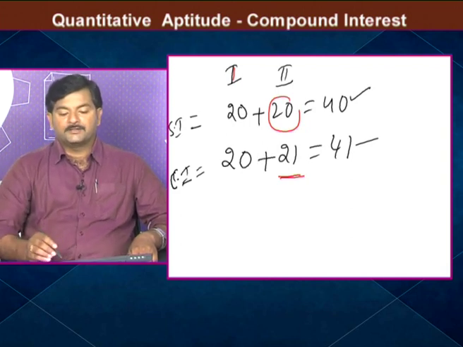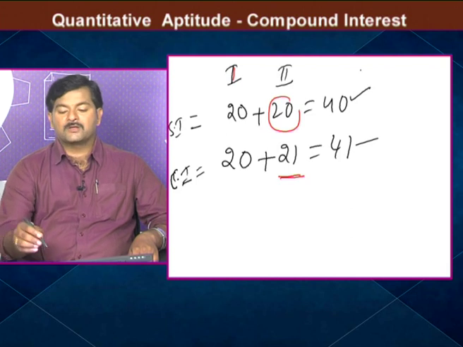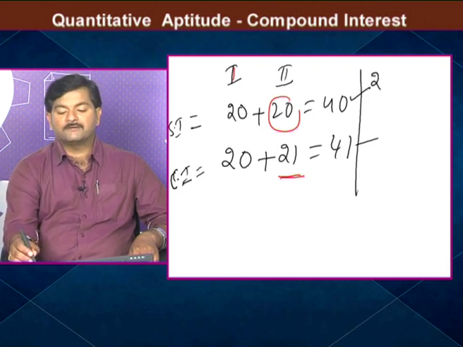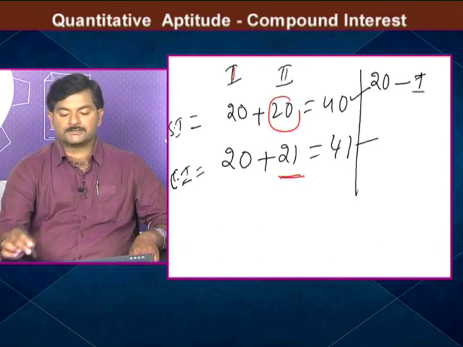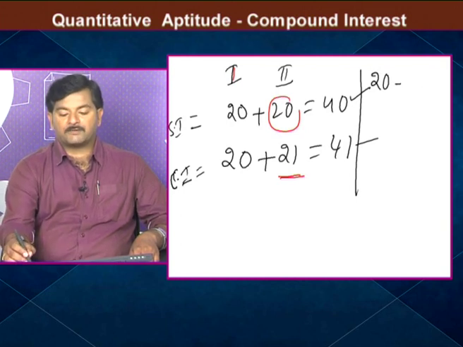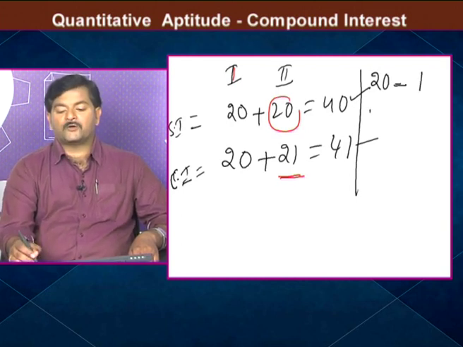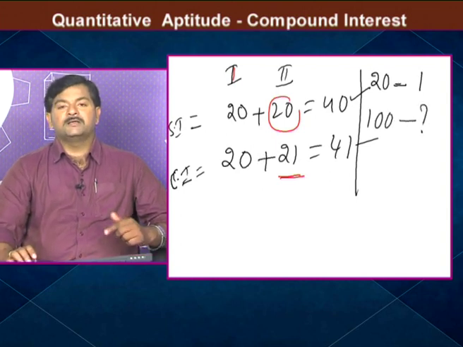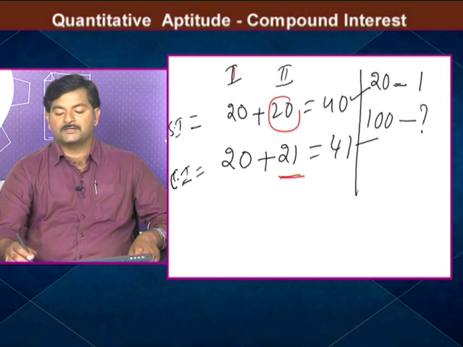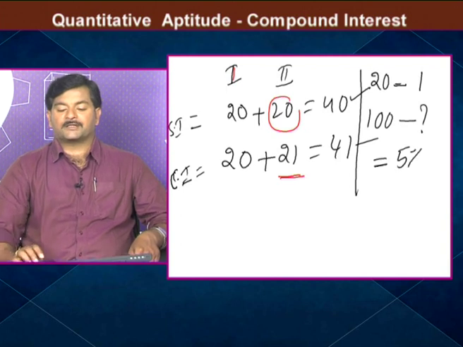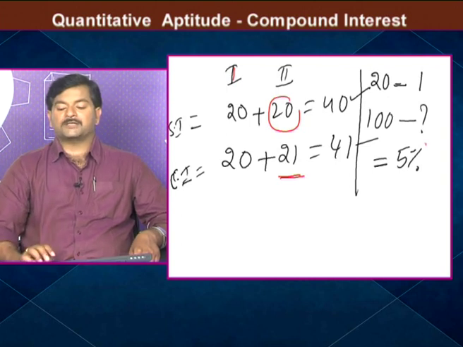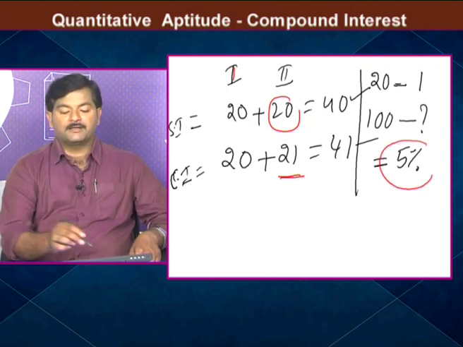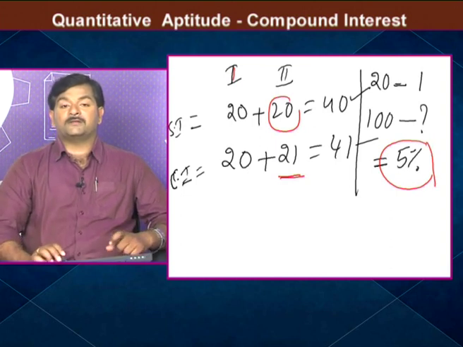That's why, in this first case, we can find the rate of interest. How? On 20 rupees for 1 year I am getting 1 rupee interest. I repeat, on 20 rupees I get 1 rupee interest. For 100 rupees how much interest will I get, because the rate of interest is for every 100 rupees. Simplification: 20 5s are 100. The rate of interest is 5%. He asked to find the rate of interest, so one answer is 5%.